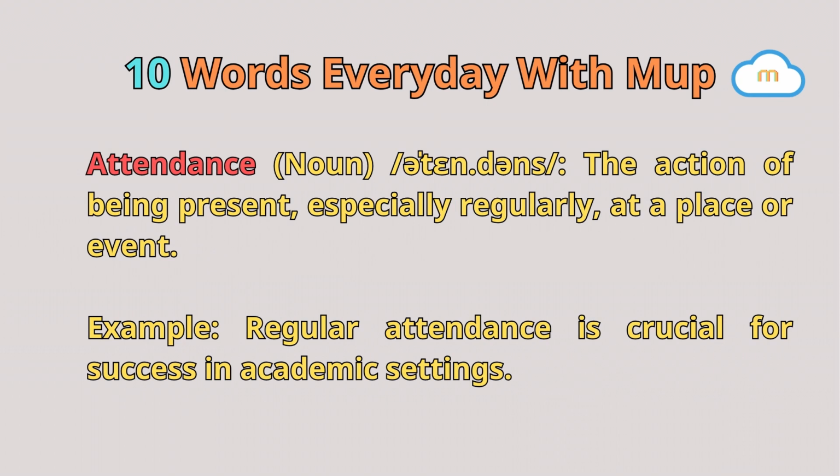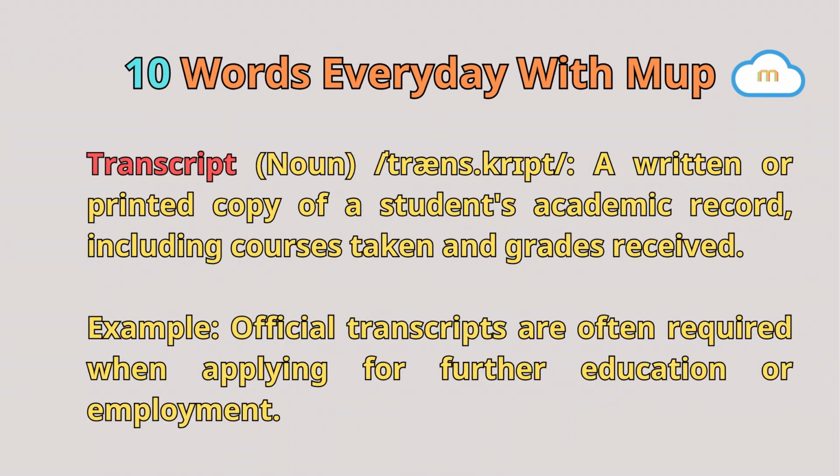Definition: the action of being present, especially regularly, at a place or event. Example: regular attendance is crucial for success in academic settings. Transcript. Definition: a written or printed copy of a student's academic record, including courses taken and grades received. Example: official transcripts are often required when applying for further education or employment.